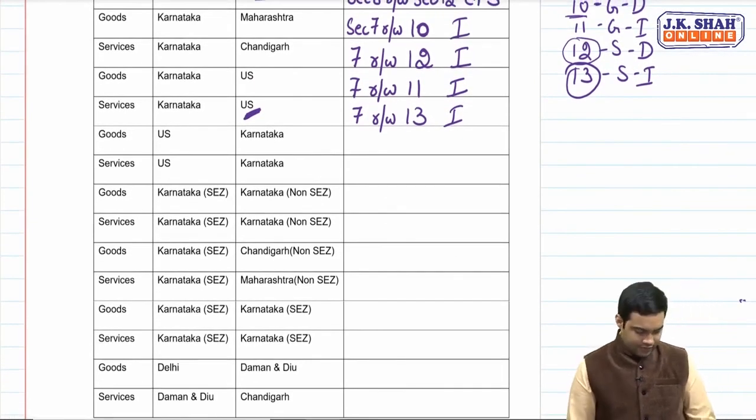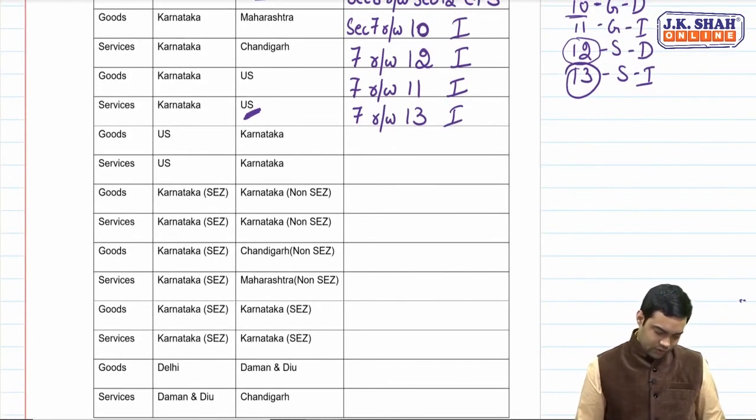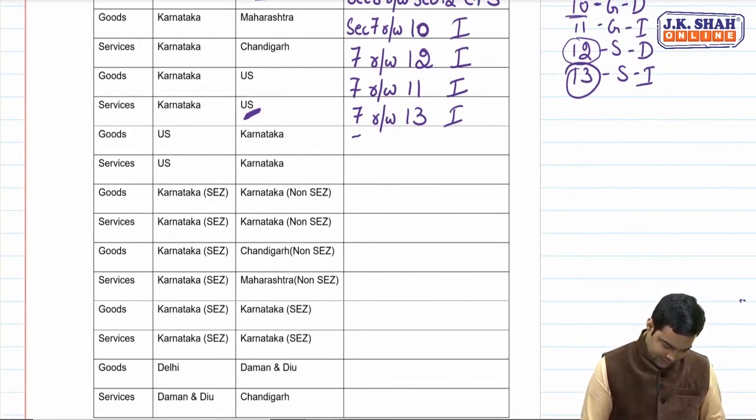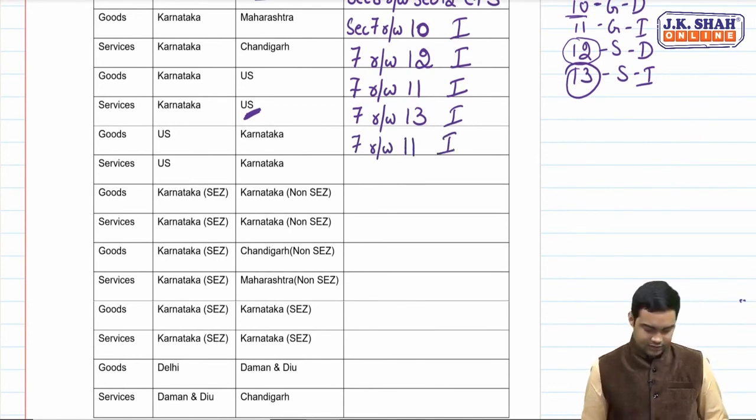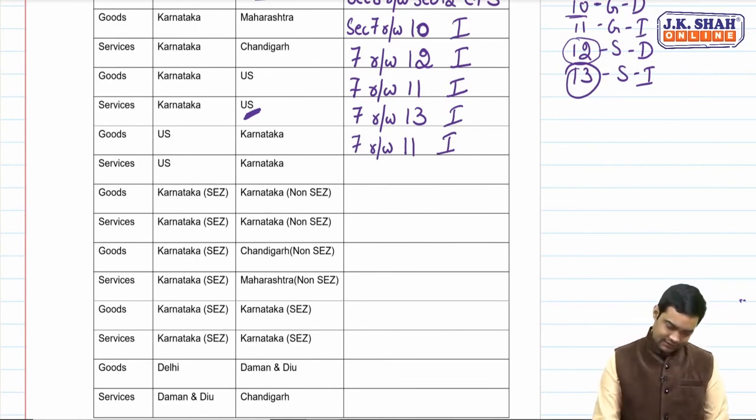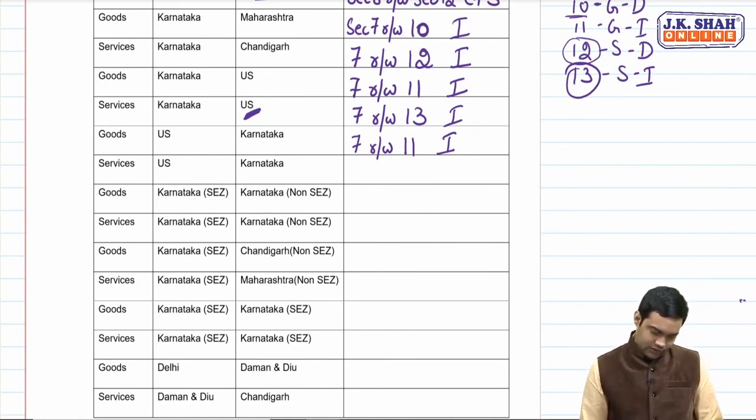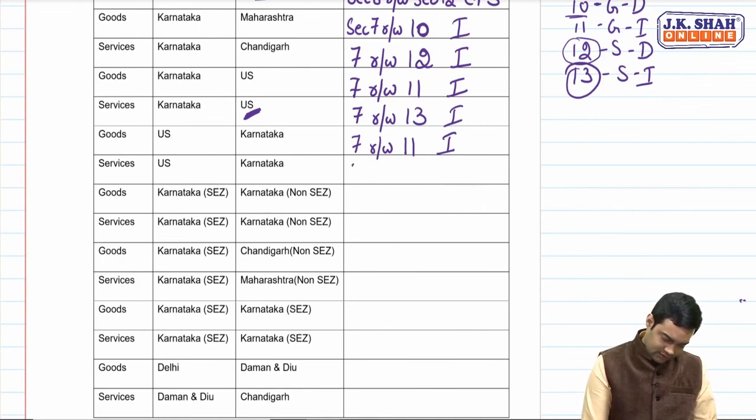Then goods US to Karnataka. Again 7, read with 11, IGST. 11 because goods international transaction. Then US to Karnataka services, this will again be 7, read with 13, IGST.